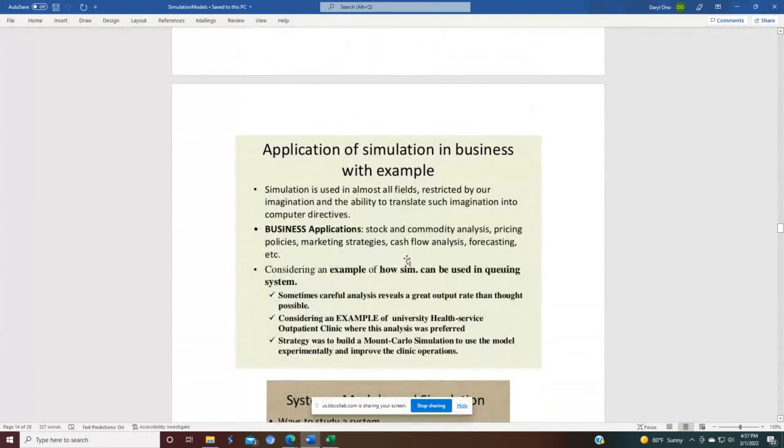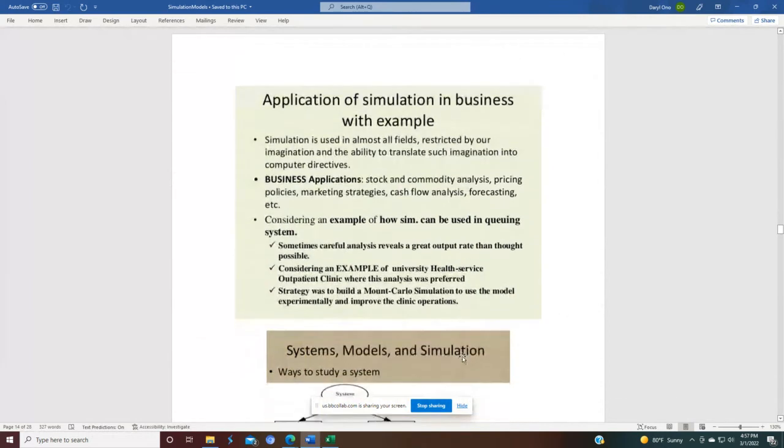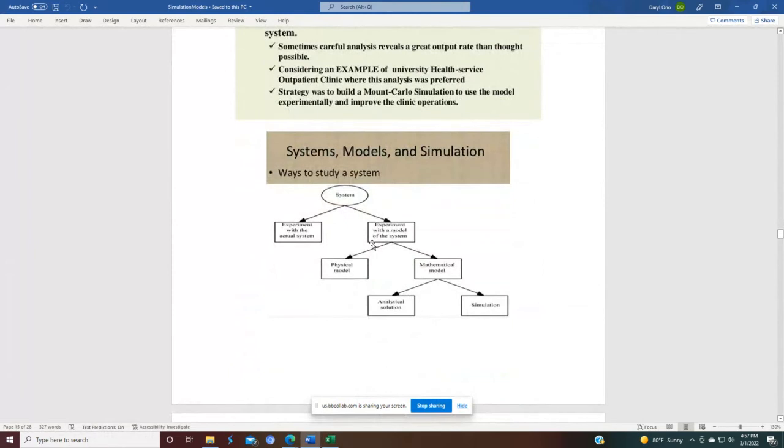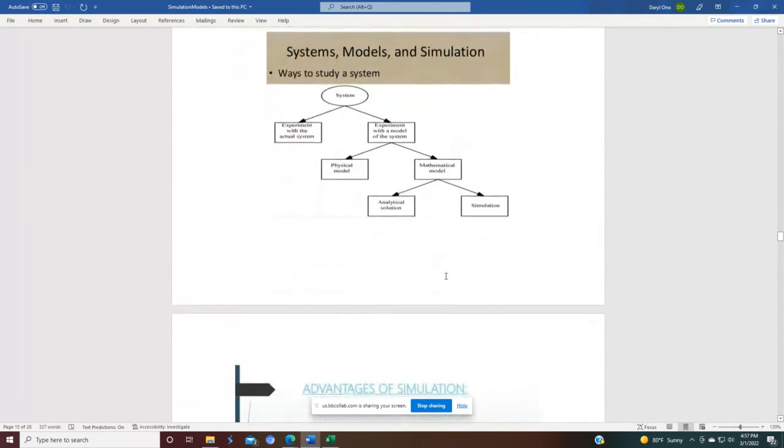We're going to do business simulation. They talk about here queuing models. How you go out there and study a simulation, experiment, mathematical models. We want to look at simulation here based off our mathematical models.